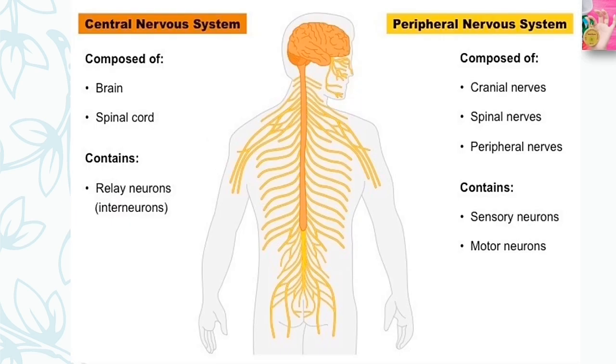Let's talk about a little bit of difference between the central nervous system and the peripheral nervous system. The main difference is that the central nervous system is composed of brain and spinal cord, whereas the peripheral nervous system is composed of cranial nerves, spinal nerves, and peripheral nerves. The central nervous system contains relay neurons, whereas the peripheral nervous system contains sensory neurons and motor neurons. As I discussed earlier, the peripheral nervous system consists of motor and sensory neurons, which transmit information to and from the central nervous system.